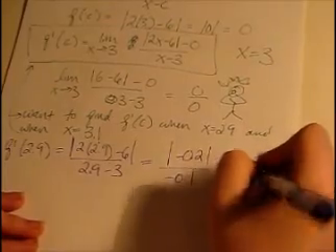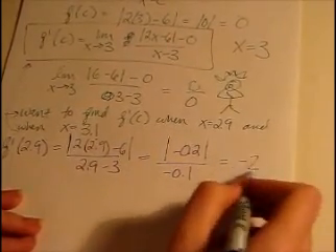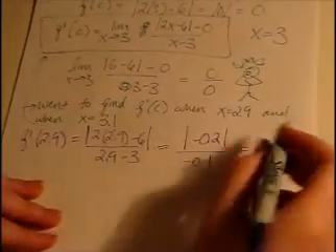Equals negative 2. And this is pretty straightforward. It's going to turn into a positive. This is going to be a negative on the bottom. This is a negative. We're all good? Okay, so this is negative 2.